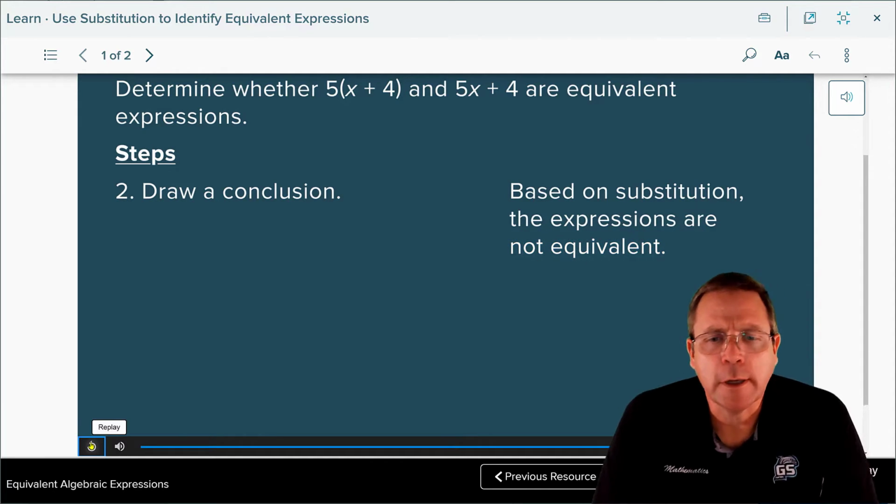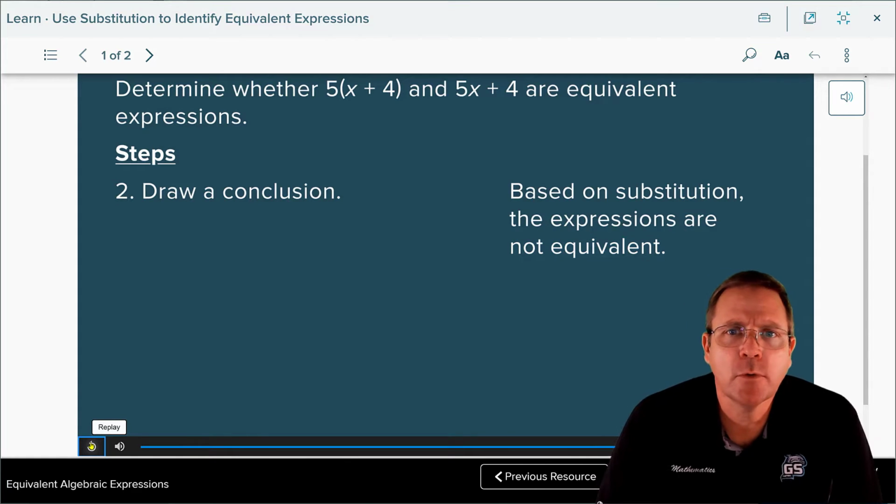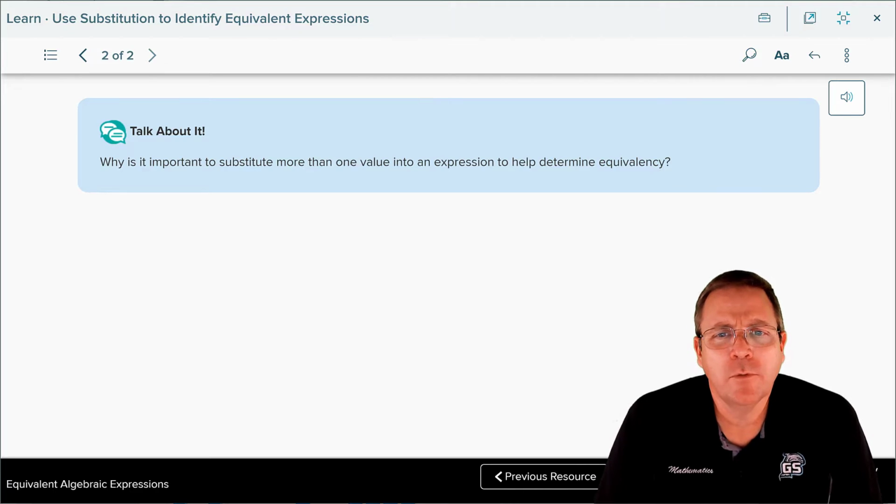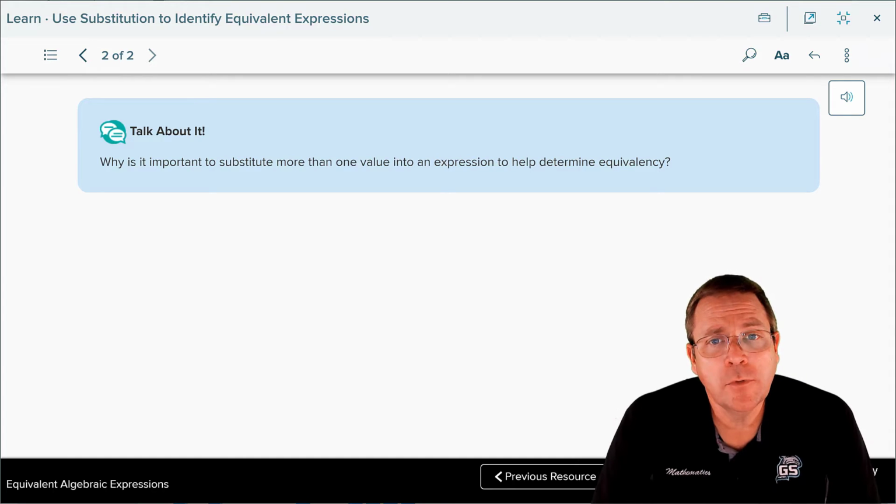Well, that looked pretty easy, and I like their use of 0 because 0 is a real easy number to work with. Now, the textbook asks, why is it important to substitute more than one value into an expression to help determine its equivalency? The answer is simple. Sometimes you just have that one lucky number that you pick, and it works for both of them.